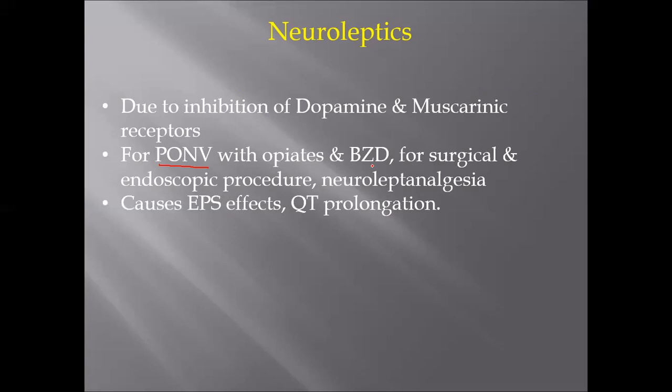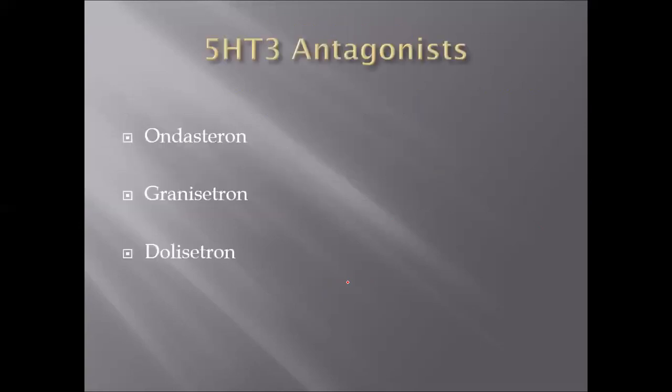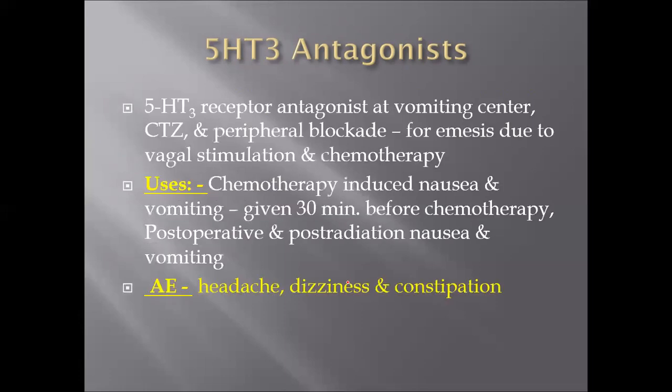These drugs tend to cause extrapyramidal side effects, and there is also the possibility that this particular drug could lead to prolongation of the QT interval. One of the drugs considered the best alternative for taking care of nausea and vomiting is the 5-HT3 antagonists, where we have ondansetron, granisetron, and dolasetron.